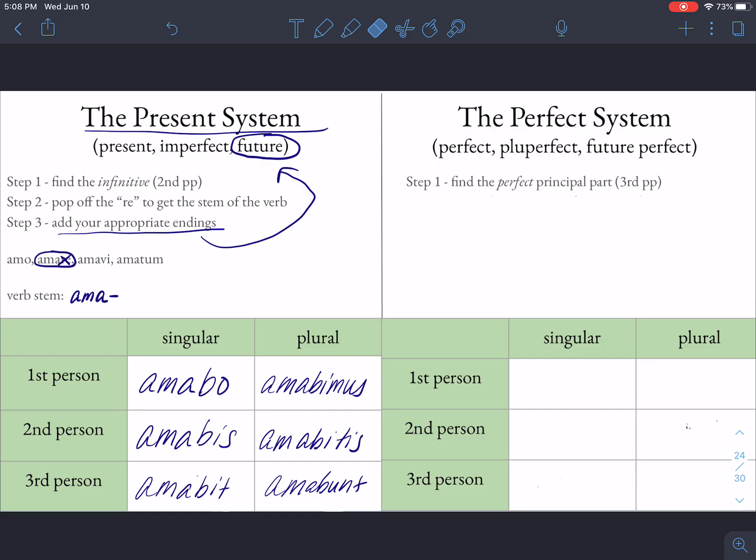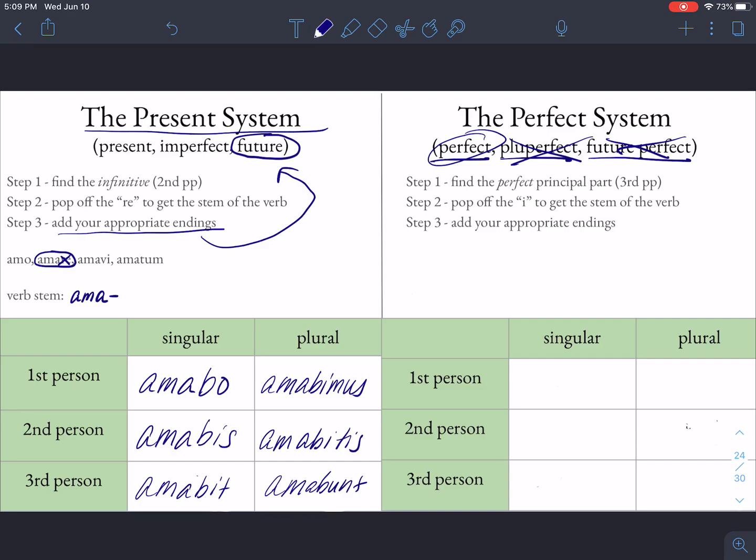Step 1, you have to find the perfect principal part, which is the third principal part. Step 2, you pop off the I to get the stem of the verb. And then step 3, you add your appropriate endings. The appropriate endings can only be either perfect, pluperfect, or future perfect. But since we haven't learned these yet, we're not going to do those.